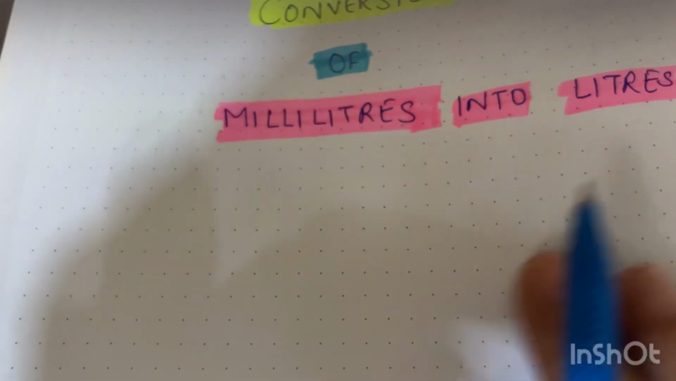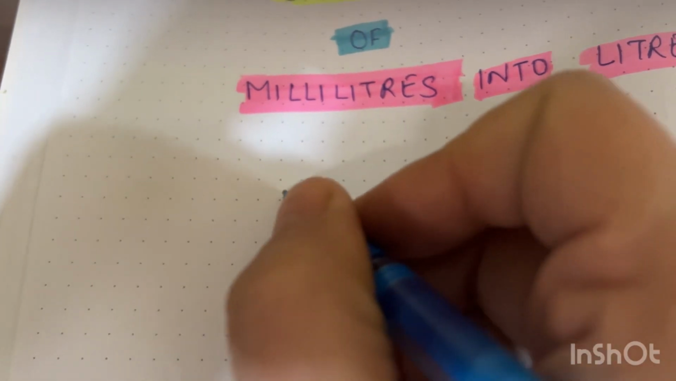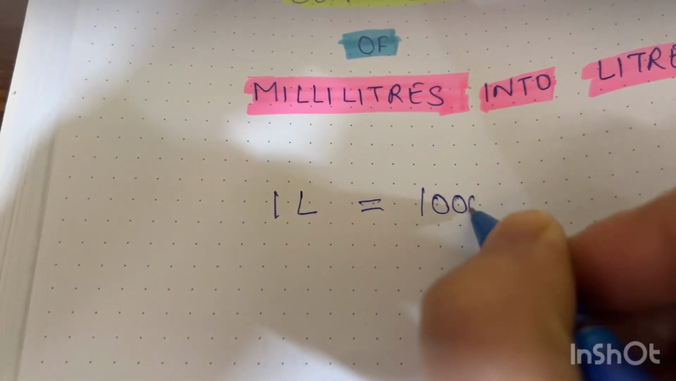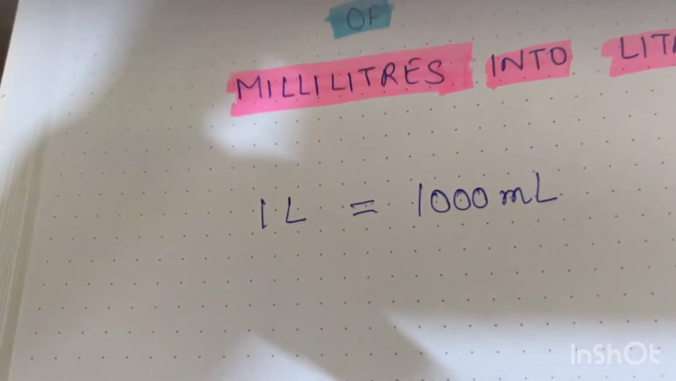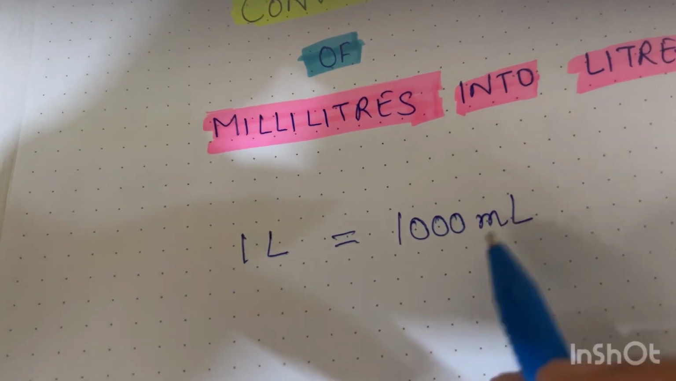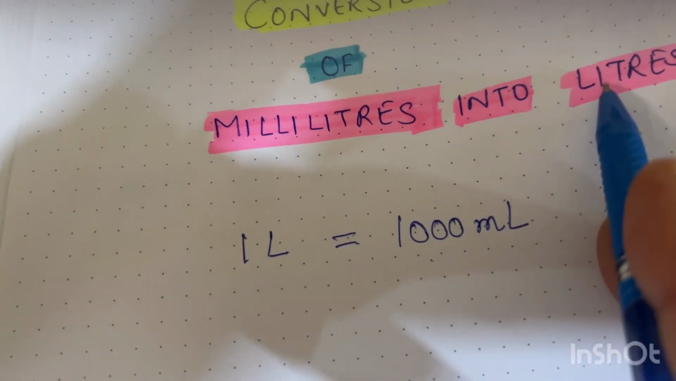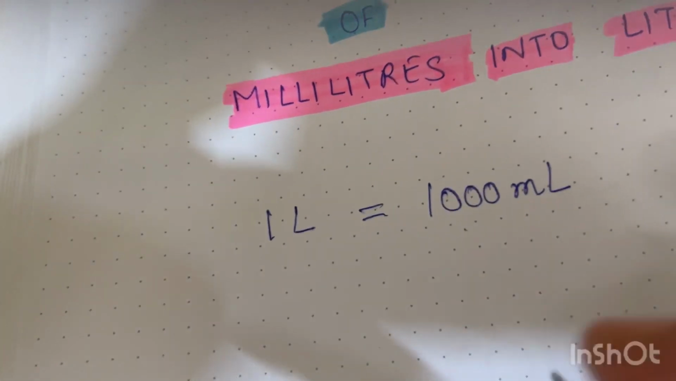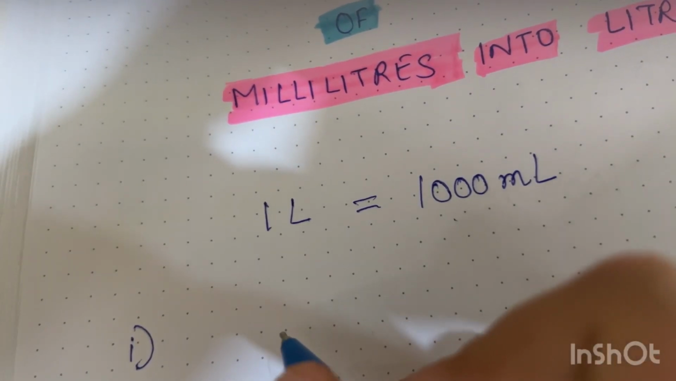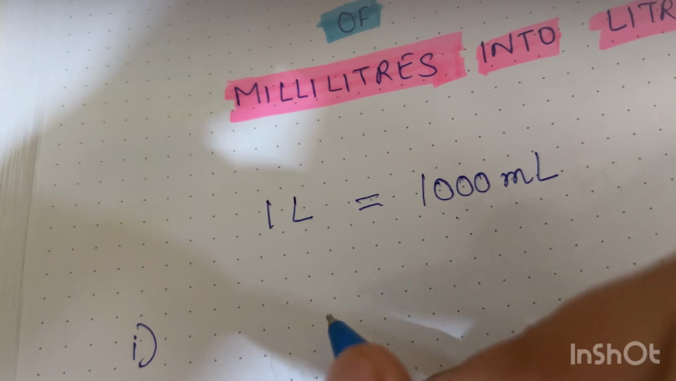So let us start. Let us start with the formula. 1 liter is equal to 1000 milliliters. Using this formula we are going to solve all our questions. In my previous video I told you how to apply this formula and convert liters into milliliters. Today let us solve the questions where I take a very simple number.